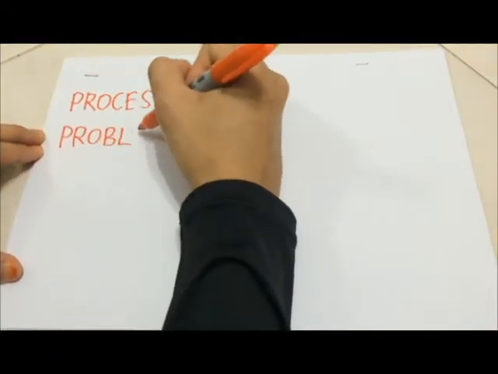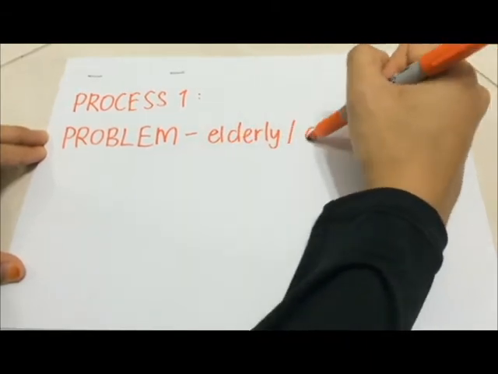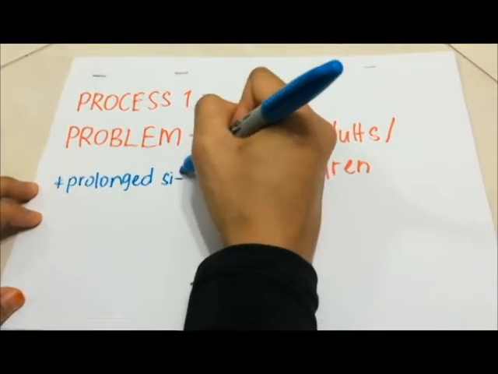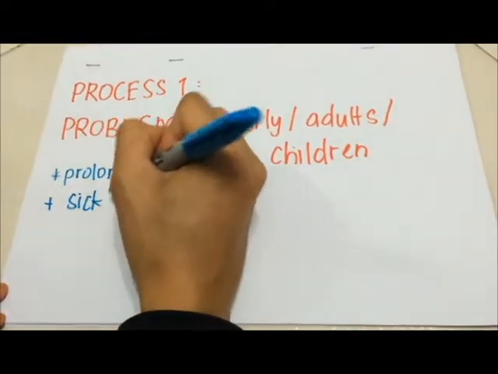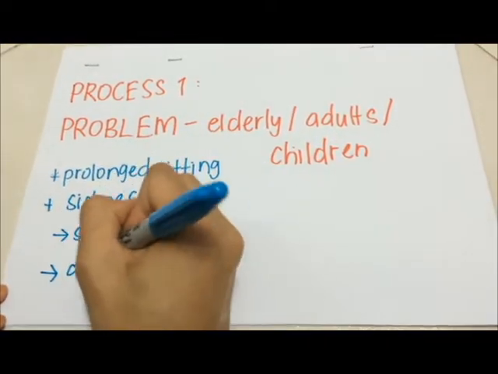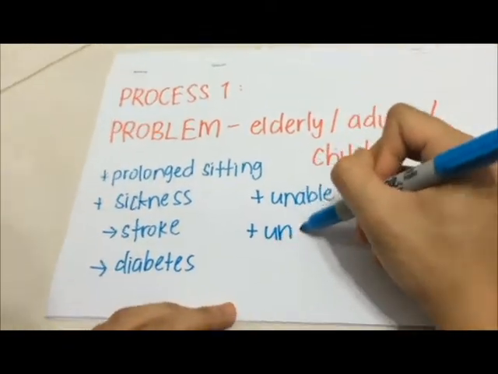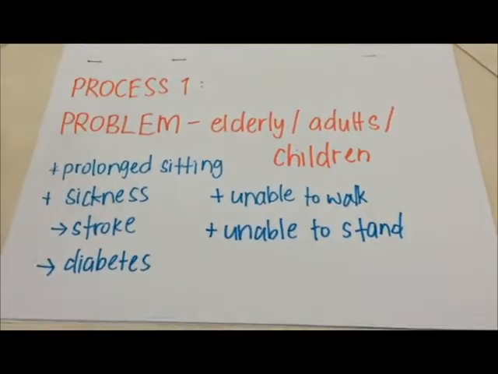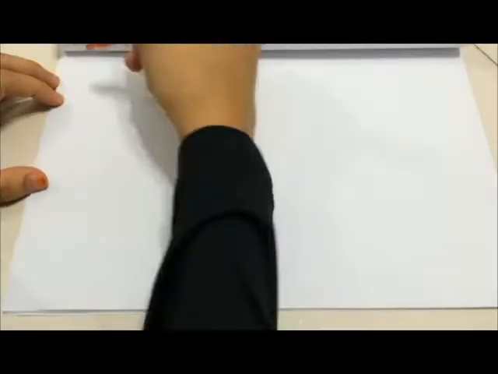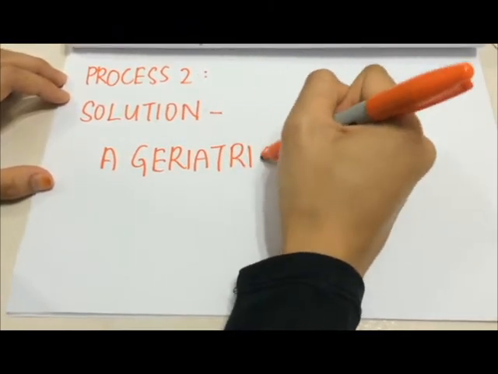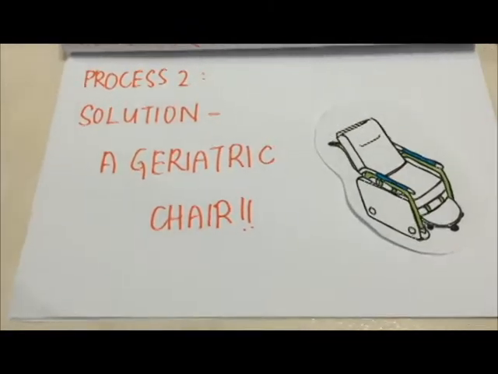In the first process, you will need to identify the problem. For example, patients may be elderly, adults, or children who suffer sicknesses or inabilities such as stroke and diabetes patients, prolonged sitting, and those who are unable to stand or walk. After identifying the problem, let's proceed to the next process, which is to come up with a solution. And the solution is a geriatric chair, also known as a Geri chair.